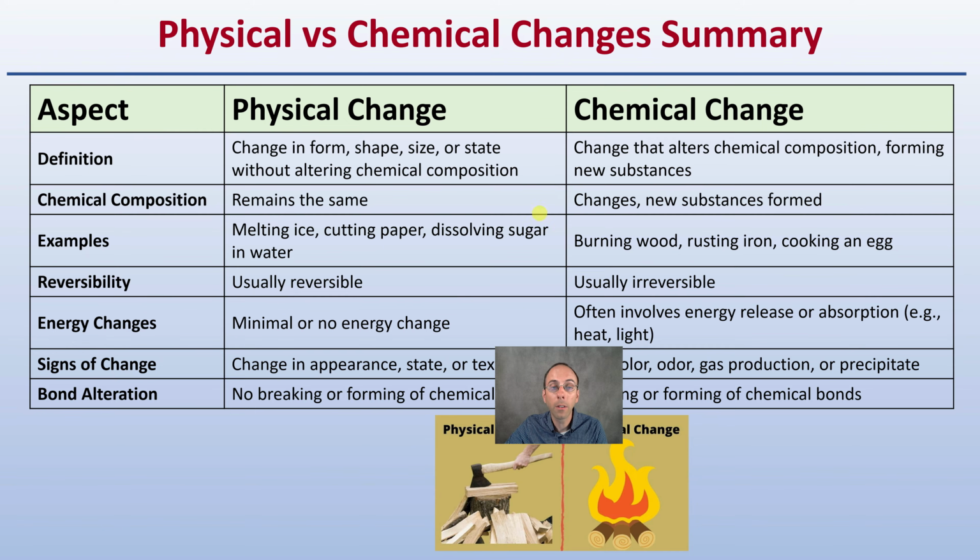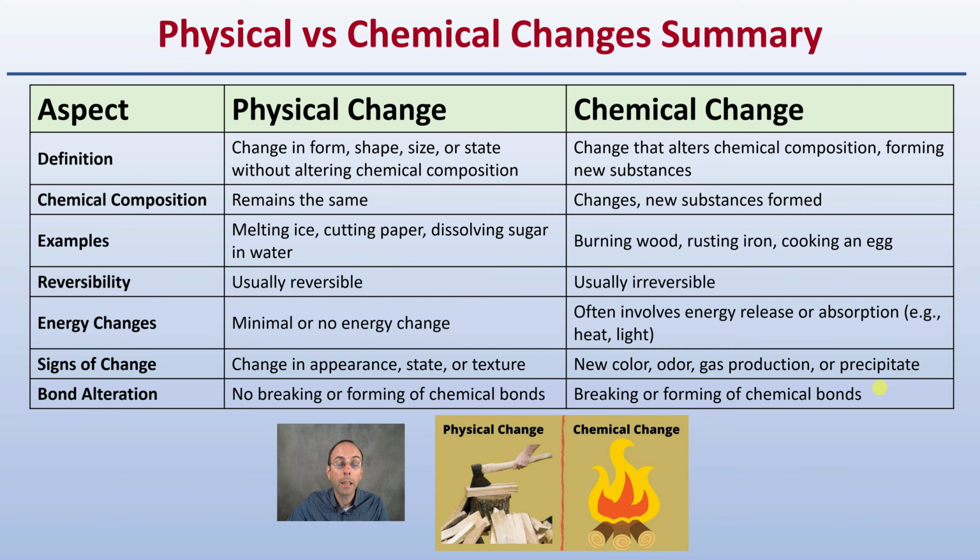Now, looking at the physical and chemical changes, starting again with the physical, well, that's a change in form, shape, size, or state. The chemical composition does remain the same even during a physical change. An example of this would be melting of water, cutting of paper. It's usually reversible, so you can use that as a gauge, and requires minimal or sometimes no energy to change. Change in appearance, state, or texture would be signs of this, as well as no breaking or forming of chemical bonds on a molecular scale.